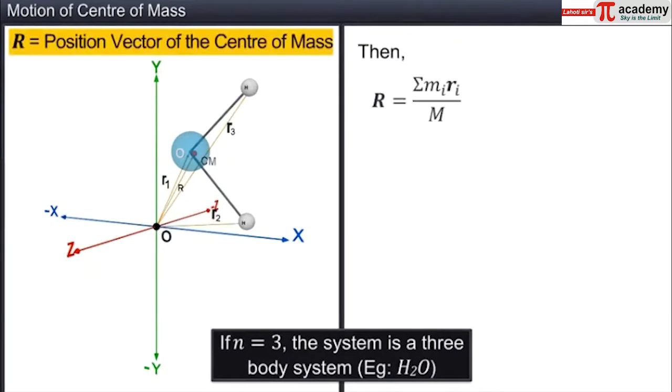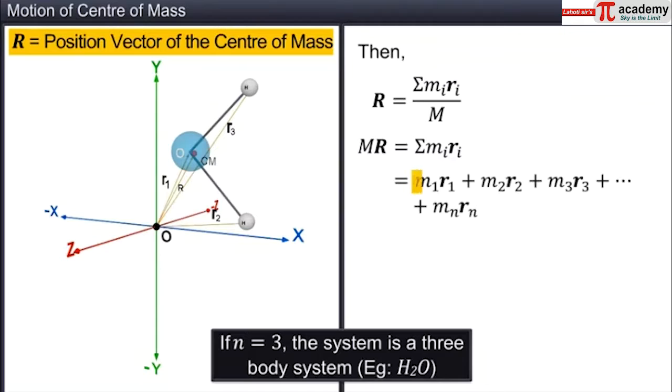Then, R is equal to sigma mi ri by M. MR is equal to sigma mi ri, which is equal to m1 r1 plus m2 r2 plus m3 r3 and so on, plus mn rn.